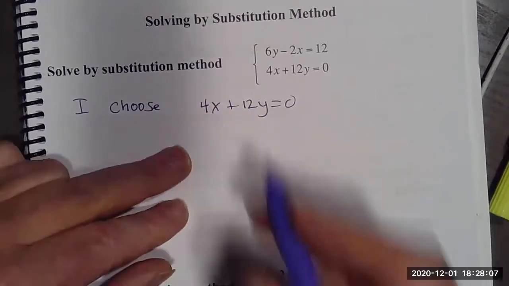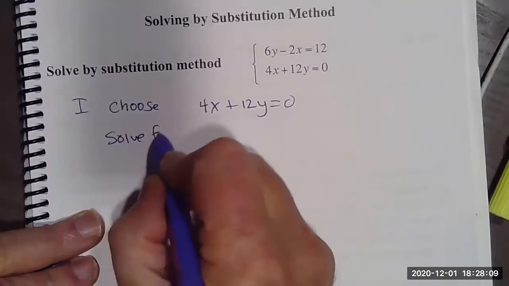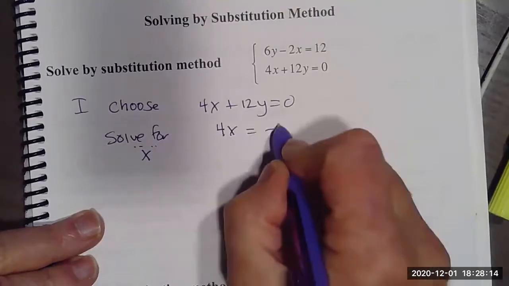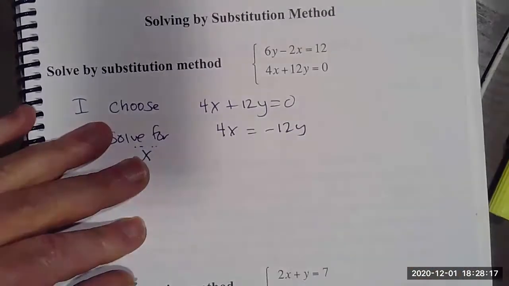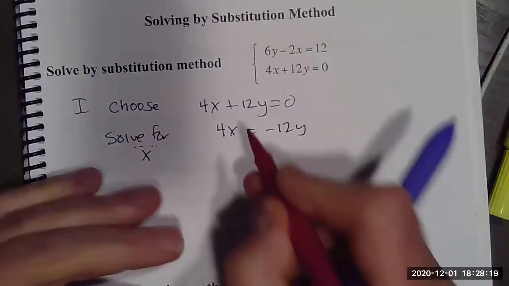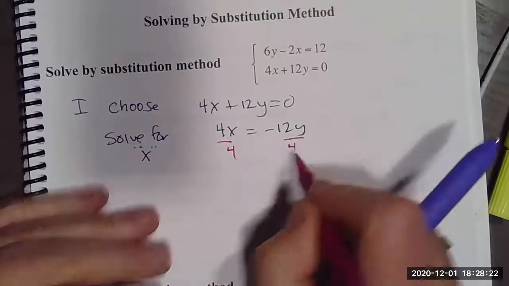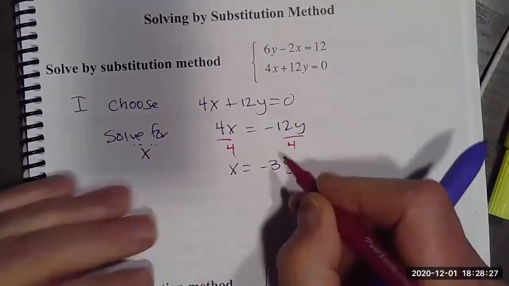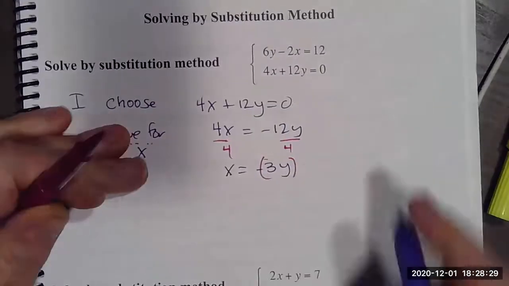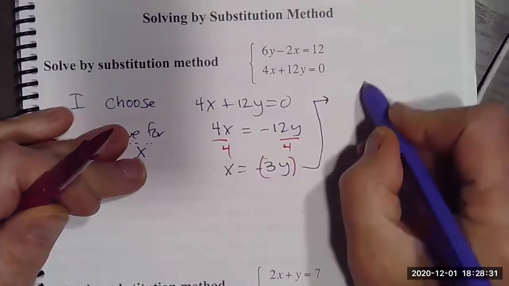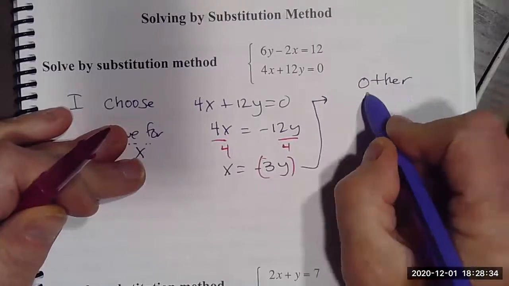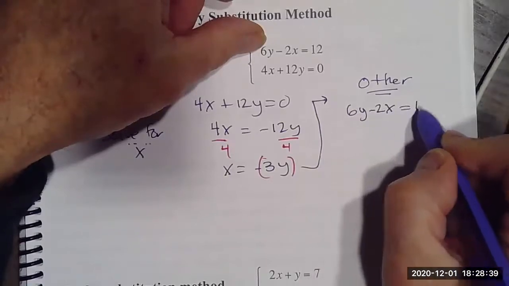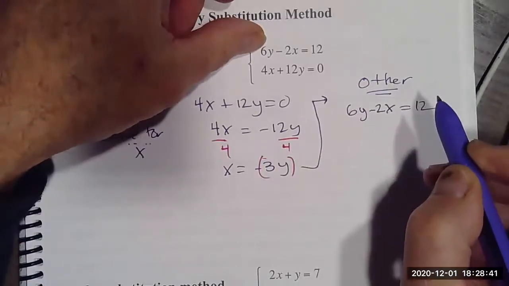Solve for x. And then divide by 4. Put that in parentheses. Substitute it into the other equation, which was 6y minus 2x equals 12. So right here.